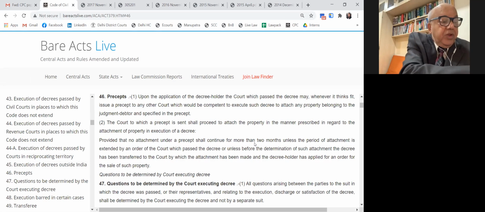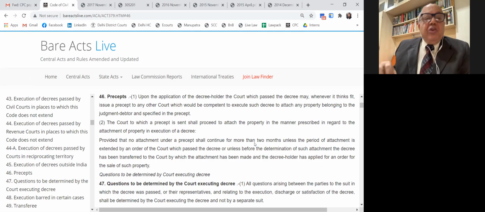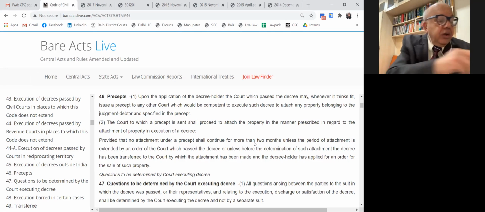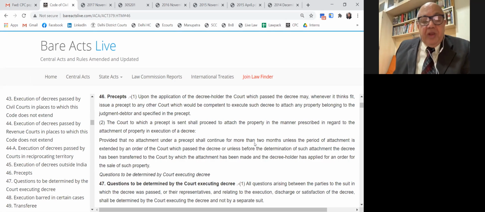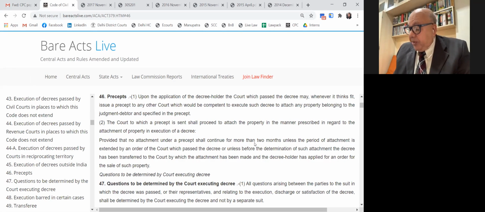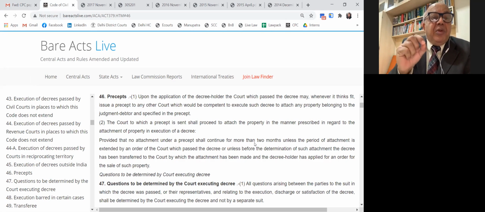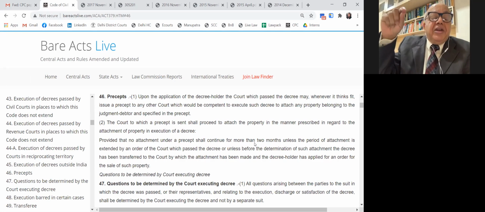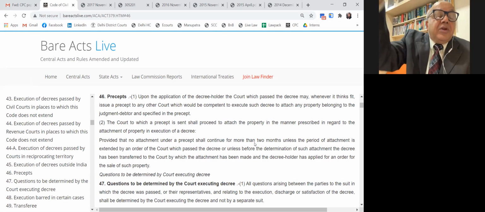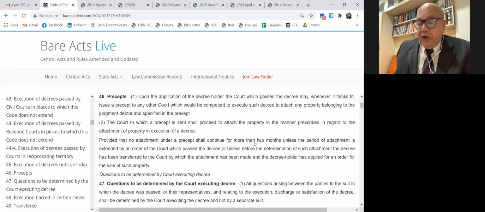Then when the execution court, namely the Bombay court, has passed a decree for execution which is sought to be executed in Delhi, they write a letter called a precept for attaching the properties. This is only in the case of attachment of property belonging to the judgment debtor. Precept is given in case of attachment of the property of the judgment debtor belonging to him in another court, a transferee court. Sections 39 and 42, please read them.